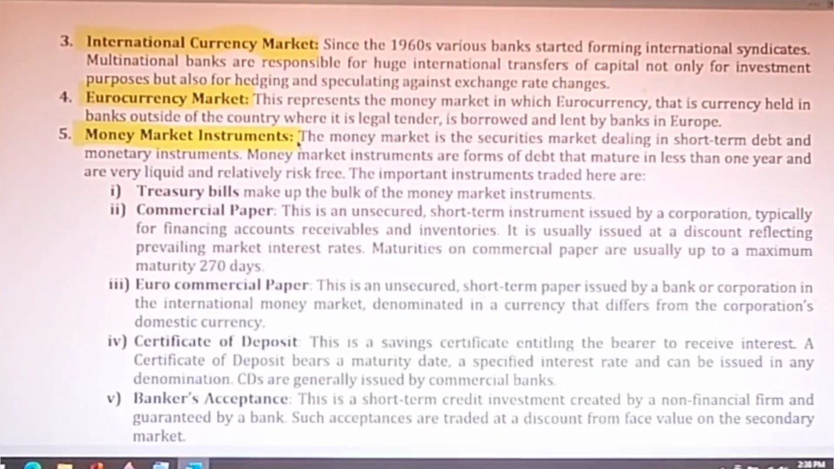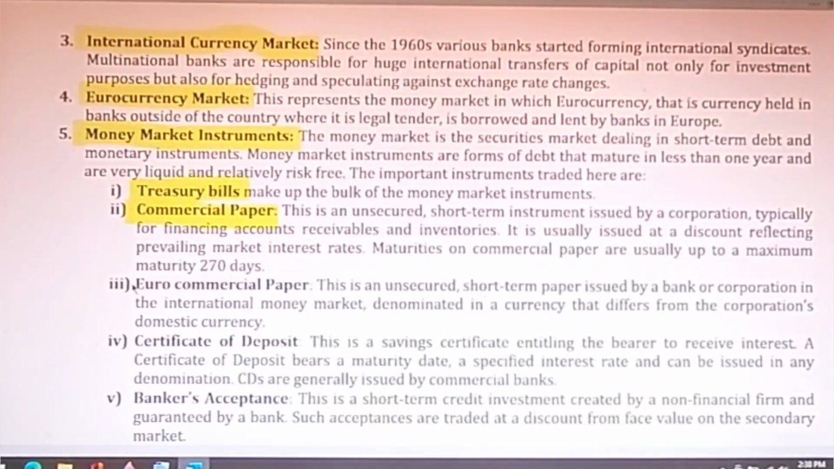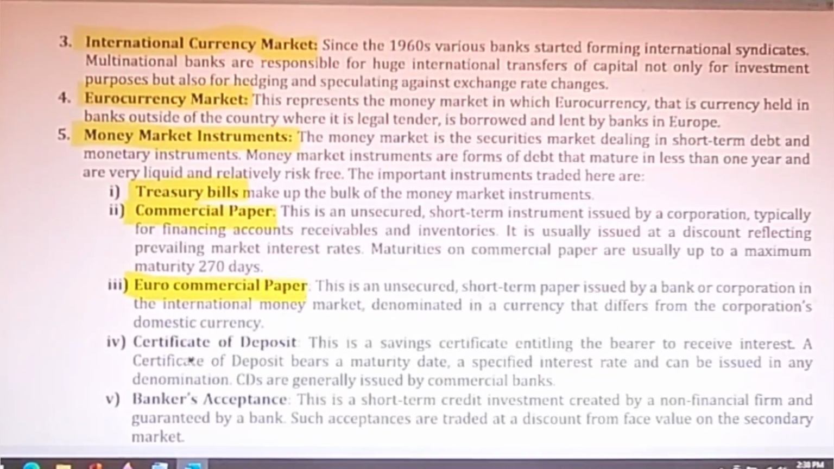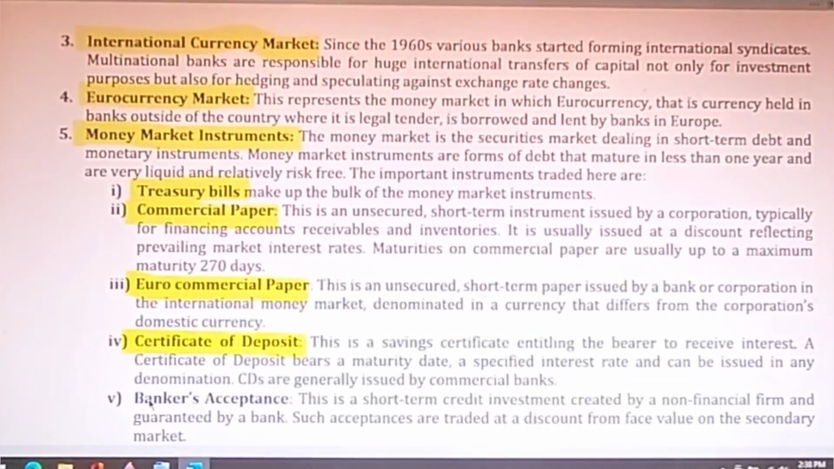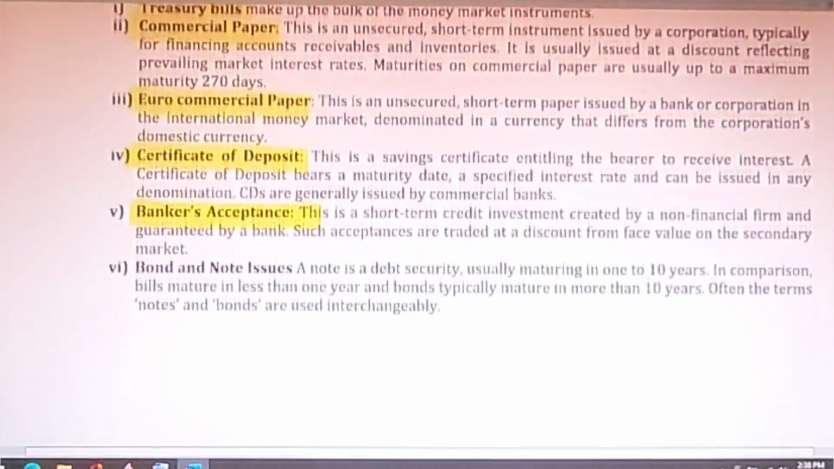As we know, money market instruments include quite a lot of instruments like treasury bills, commercial paper, बहुत important है ये, euro commercial paper, then certificates of deposit, then we have bankers acceptance. So like this, these are all instruments of the money market.